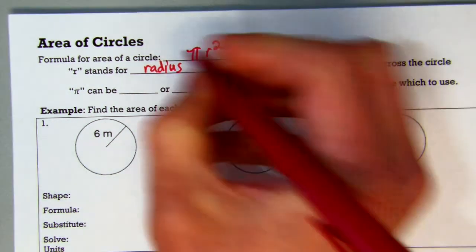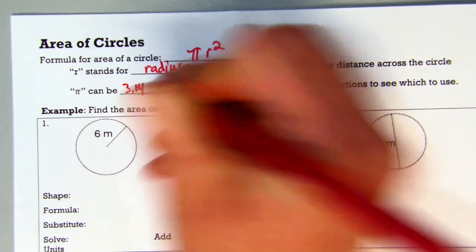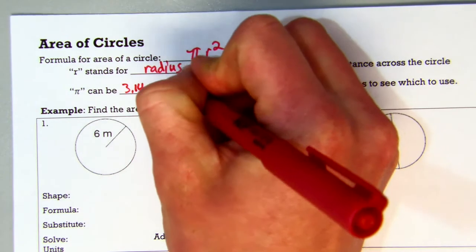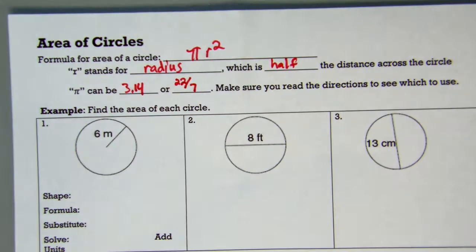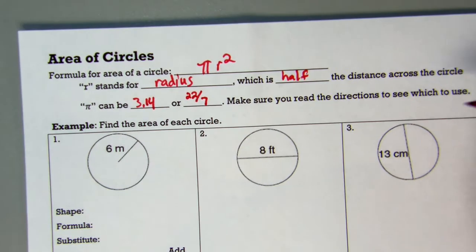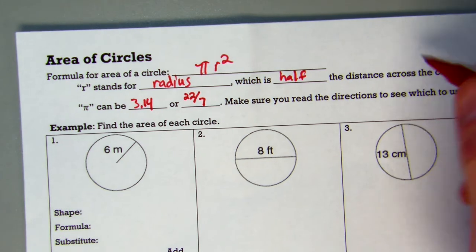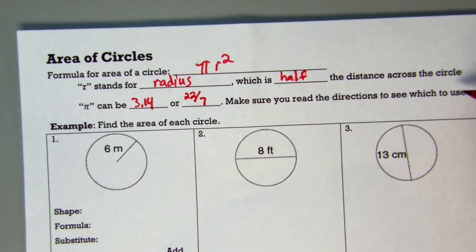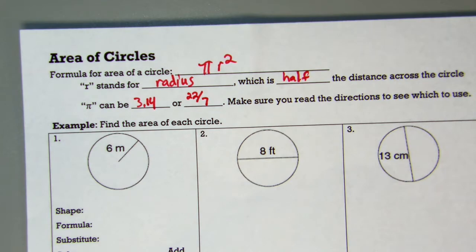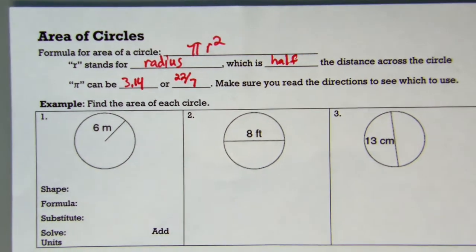And my pi can be written as 3.14, which is what we're going to use most of the time, or 22 divided by 7. We're going to make sure you read the directions when you solve a problem, whether you know which one to use or if you need to use the pi button. So we have a few examples here we're going to practice with our equation.